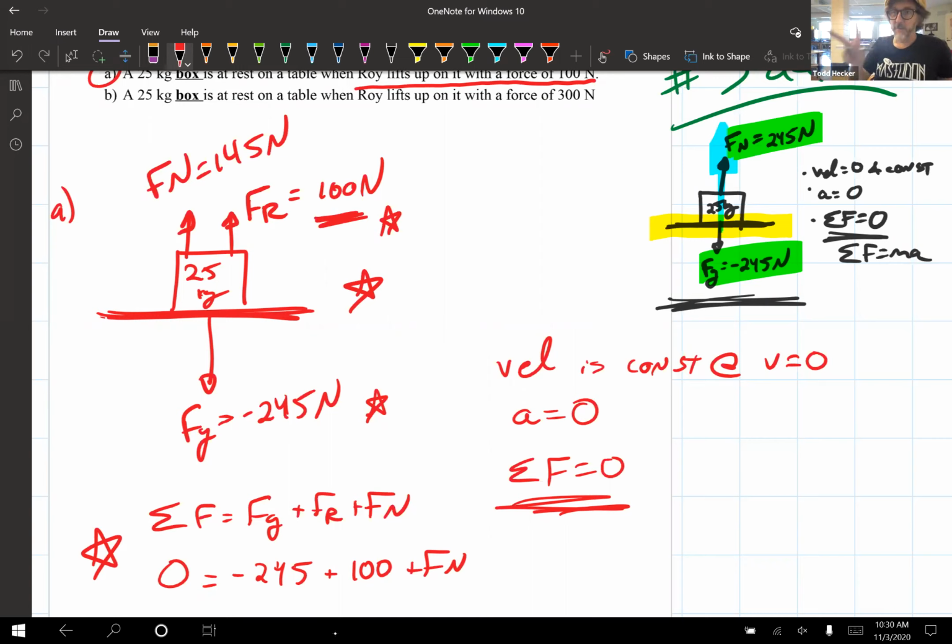Two common mistakes. Common mistake number one is people assume there's no normal force, in which case the box would then be accelerating down through the table, which doesn't make sense. Common mistake number two is people make the normal force equal to gravity, but then you would end up with a net force upwards there, right? Because you'd have 245 and 100 up and 245 down, so you'd have a net force of 100. So then you'd have the normal force somehow lifting the box off of the table, which doesn't make sense because the normal force is coming from the table. Okay, so that is part A.